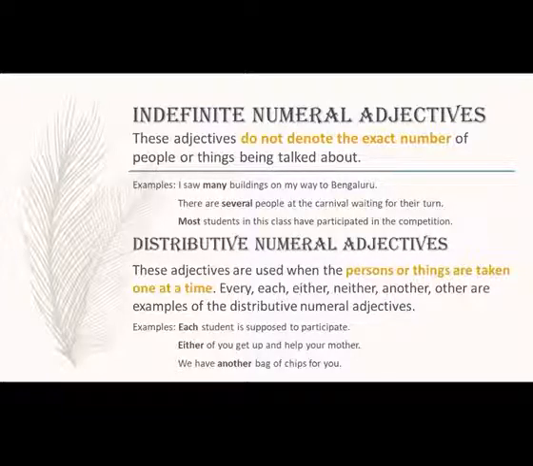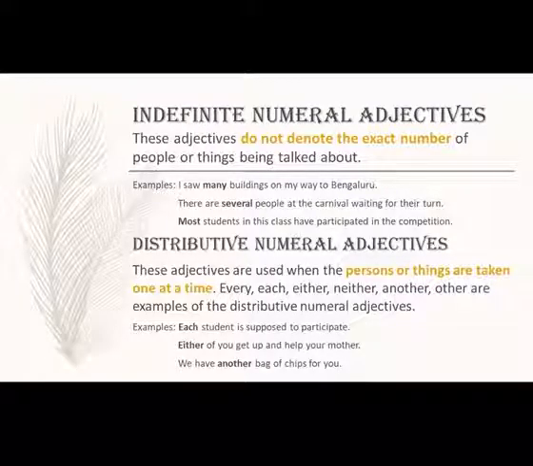Next one is, we have another bag of chips for you. We are taking again the bag of chips in a distributive manner, means picking one bag at one time. I hope that numeral adjectives are clear to you.